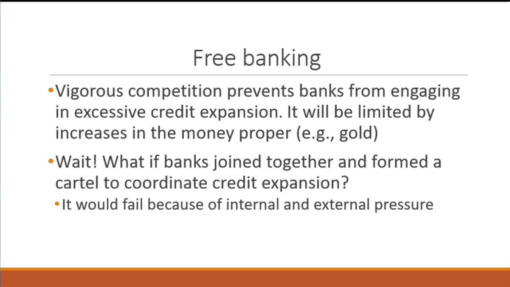So vigorous competition is going to prevent banks from engaging in credit expansion. The only way banks are going to be able to engage in credit expansion is when there's an increase in the supply of reserves, such as gold. So free banking under a gold standard is going to be a major deterrent to credit expansion, because only when the supply of gold goes up will banks be able to increase their loans, and we'll show this process in a little bit. So the best way to stop credit expansion is to allow people to freely open up banks, because that's going to put a limit on credit expansion.